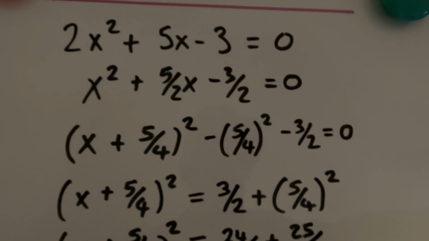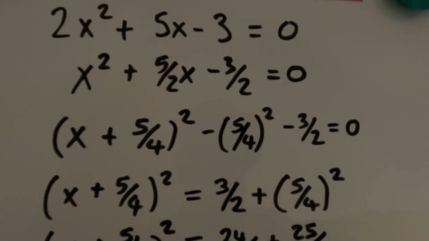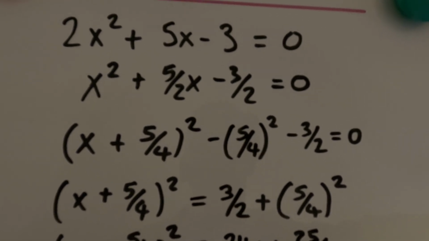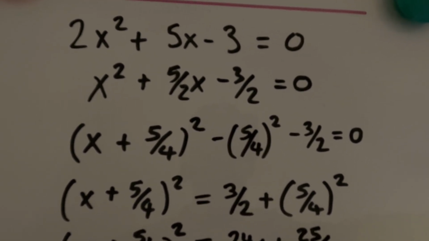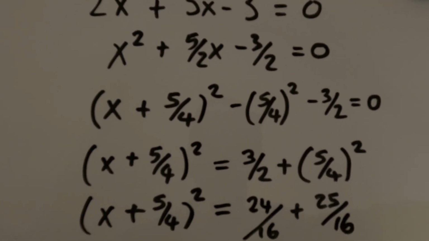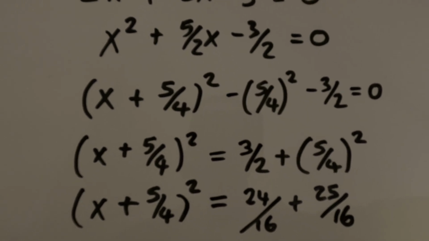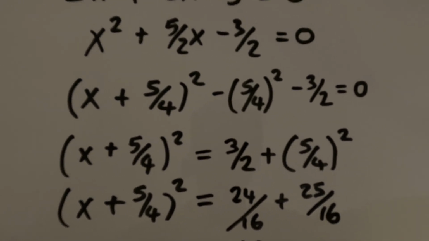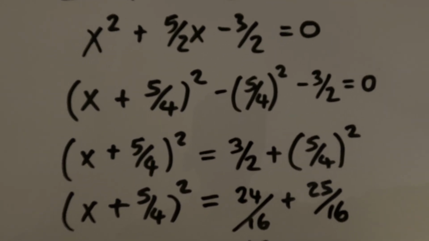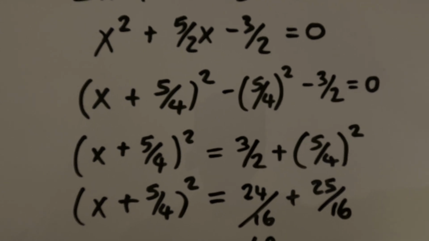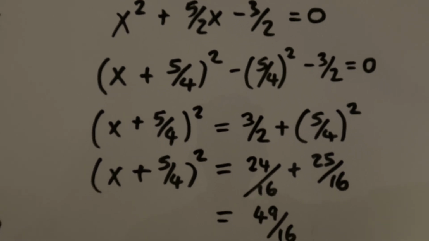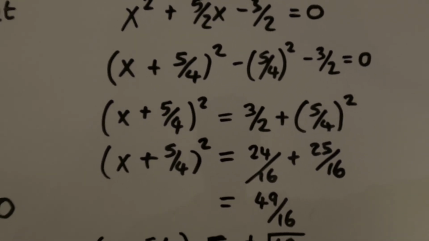Okay, so now I've got my square term. I've completed the square there, and then the rest of it is just numbers, so I can take them to the right hand side. X plus 5 over 4 all squared equals 3 over 2 plus 5 over 4 all squared. X plus 5 over 4 squared equals 24 over 16 plus 25 over 16. Where did that come from? So 5 over 4 all squared is 25 over 16. So I'm using 16 as a common denominator. So 3 over 2 is the same as 24 over 16. Add them together, you get 49 over 16.